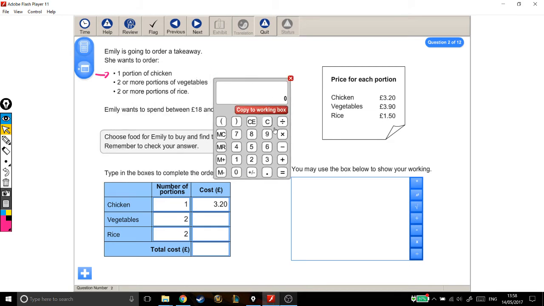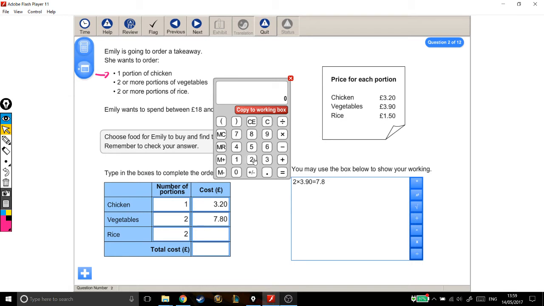So, two portions of vegetables, that's 2 times £3.90. That's 7. My calculator says 7.8, but because it's money, I can't say 7.8. This is £7.80. And if you think of it that way, that tells you that you need to put the zero on the end of it. So, when you're dealing with money, you always want two decimal places, because you don't go to a shop and they don't say it's going to be £3.5, they say it's going to be £3.50. So £7.80 for the vegetables, just copy that to the working out box.